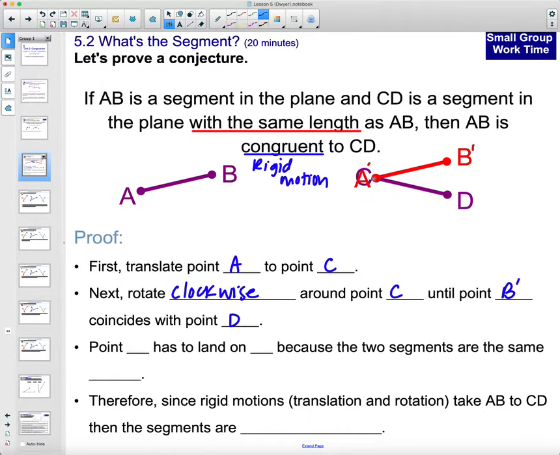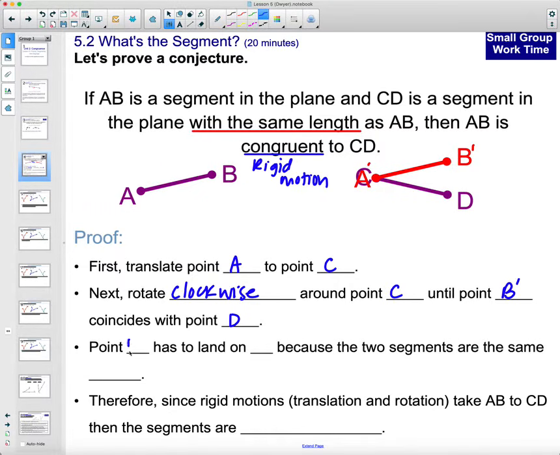Because we can move this point and just set it on top of C because any point can translate to another point. So I'm just moving A to C. But how can I guarantee, how can you justify that B prime will land on D? Okay, so how do we know that? This is part of proving it.